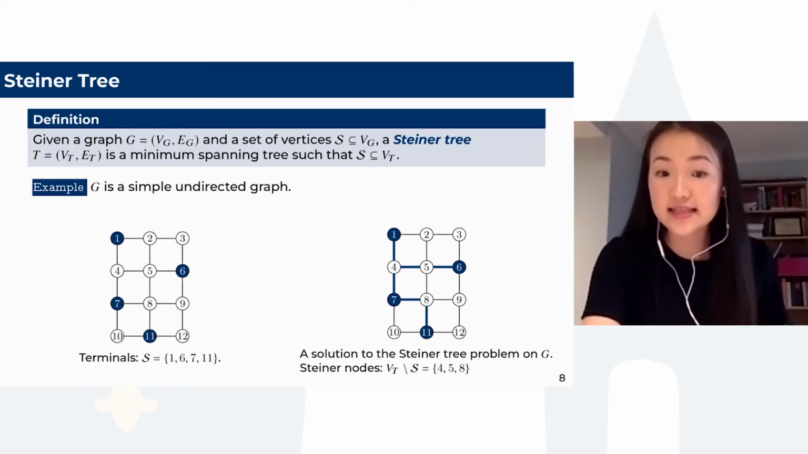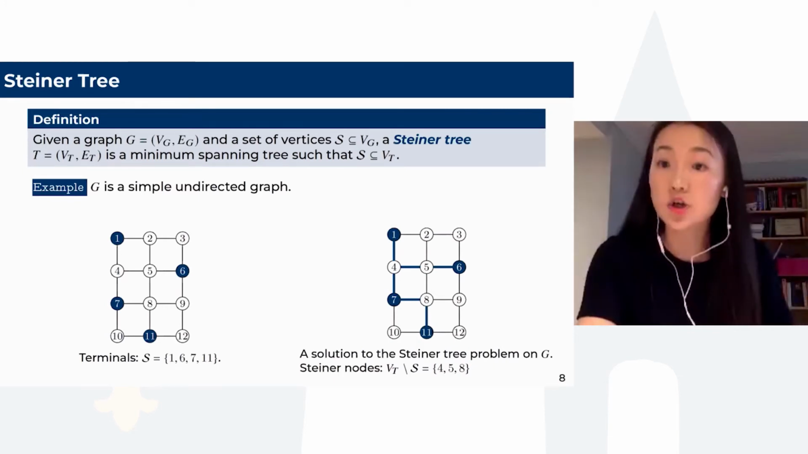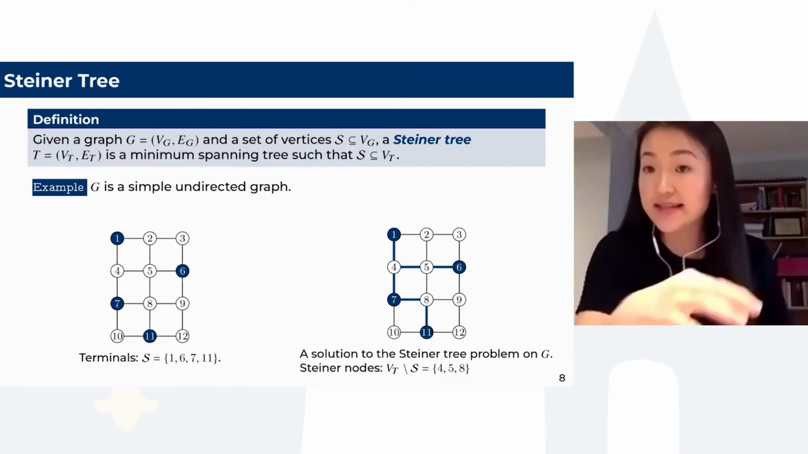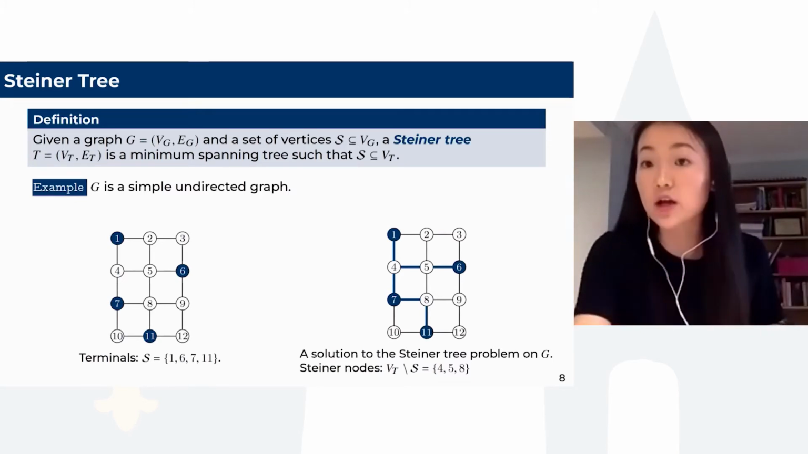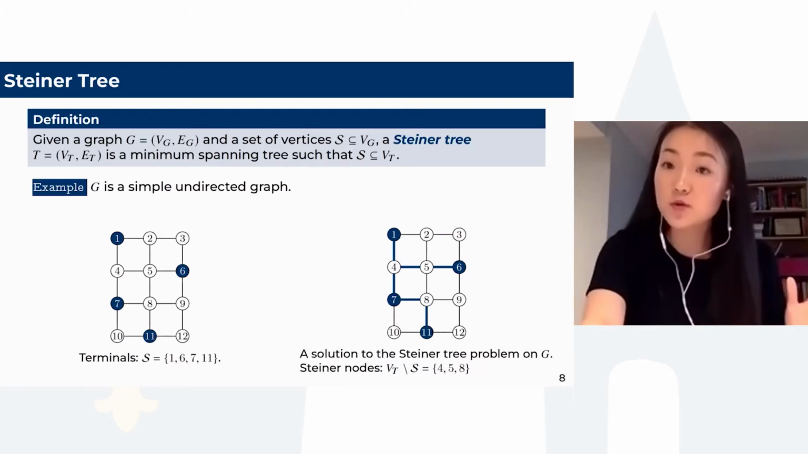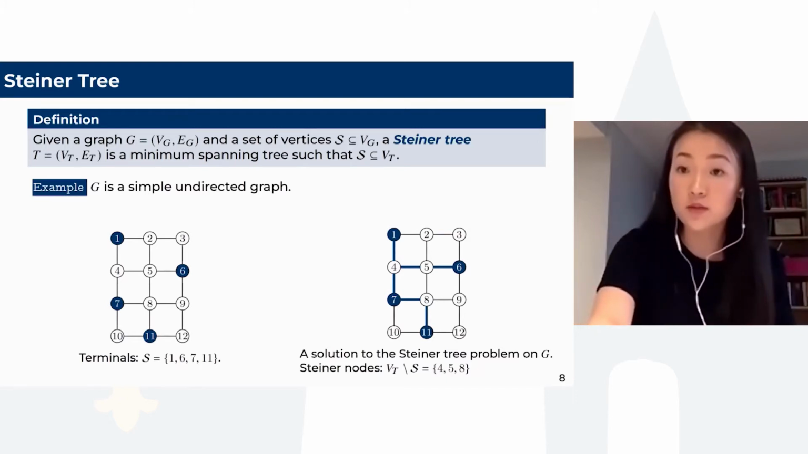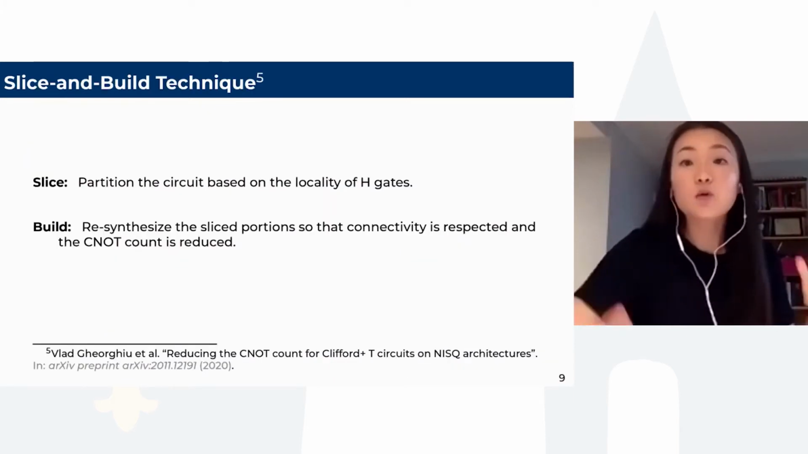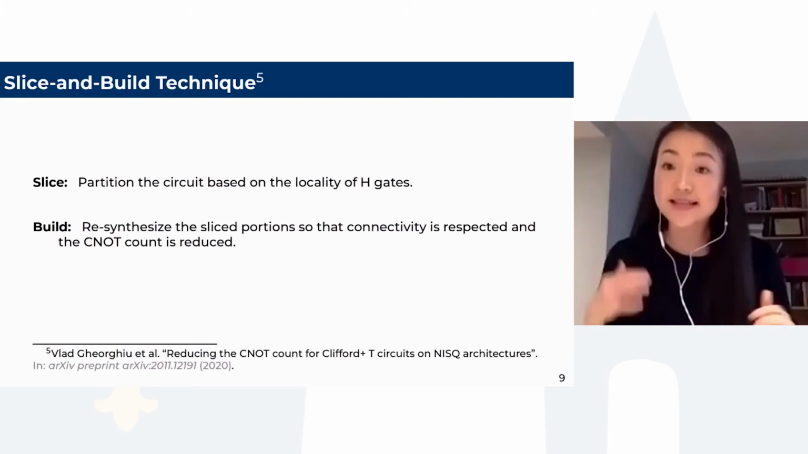And 1, 6, 7, 11 are the given vertices, and we also call them the terminal nodes. On the right, you can see a solution to the Steiner tree problem where all of the intermediary nodes are used to connect these terminal nodes, and we call them the Steiner nodes. Know that an optimal solution to the Steiner tree problem may not be unique, so we can have variations of it. With this in mind, we're ready to define our slice and build technique.